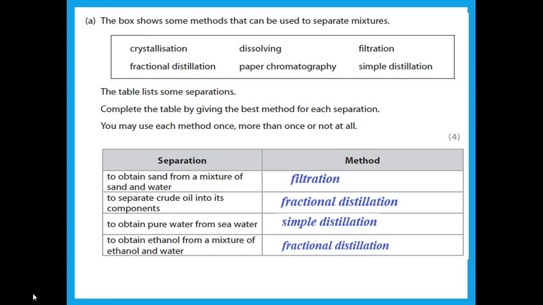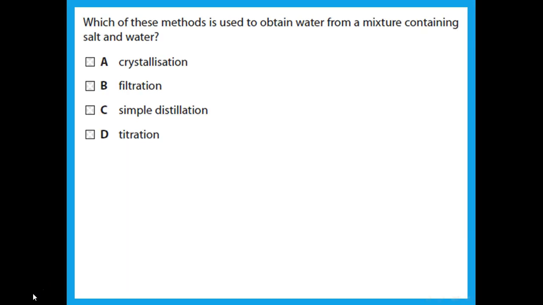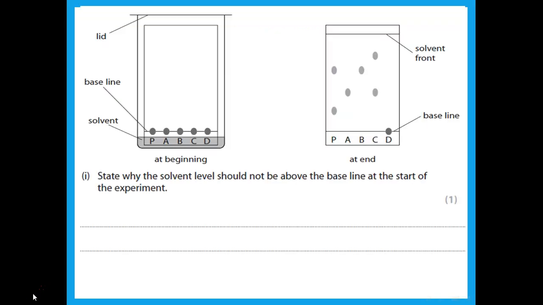All good so far? Which of these methods is used to obtain water from a mixture containing salt and water? We just said water from a mixture of salt and water, that is simple distillation. State why the solvent level should not be above the baseline at the start of the experiment. The solvent should be below the baseline. We said that is to prevent the spots from dissolving in the solvent.